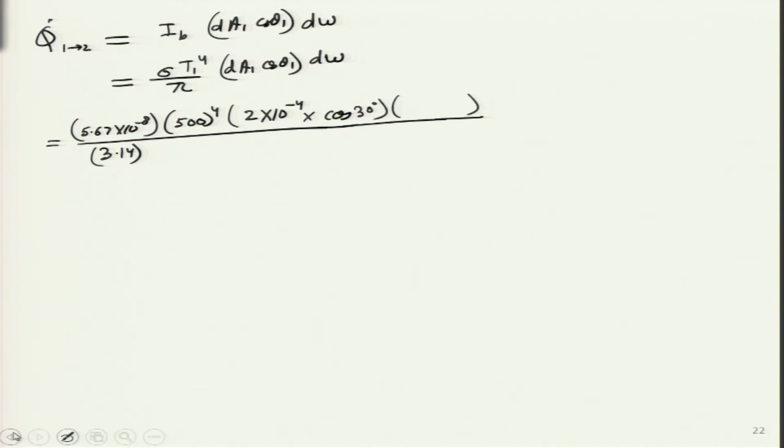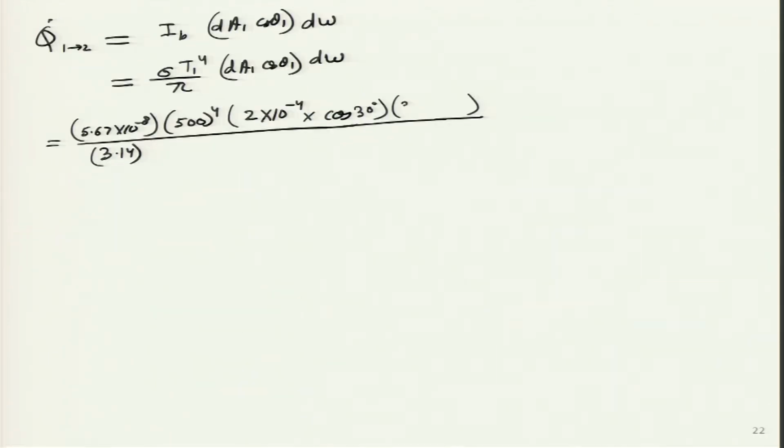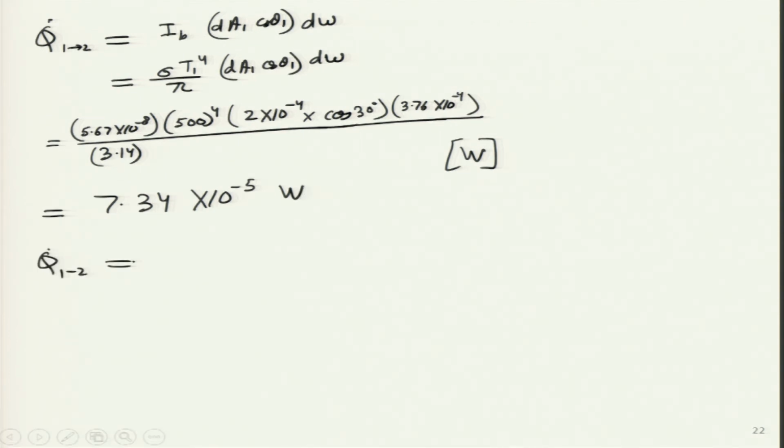D omega we have also calculated already, 3.76 into 10 power minus 4. All these things will turn out to be in watts, and that is what we wanted to figure out. So, all we need is a calculator and we get this particular value. Students may check the particular calculation themselves. I can convert it into milliwatts because this is a very small amount.